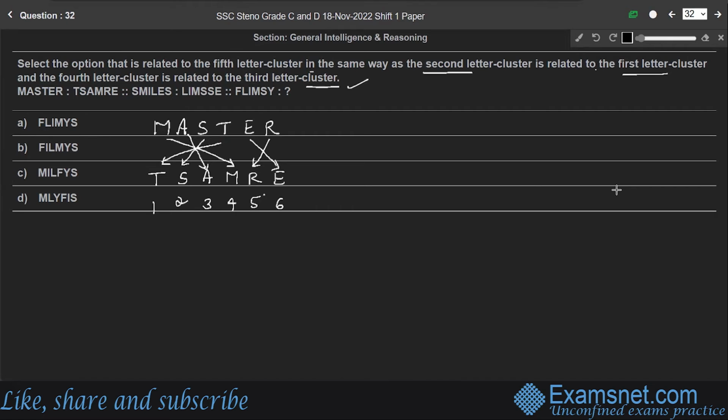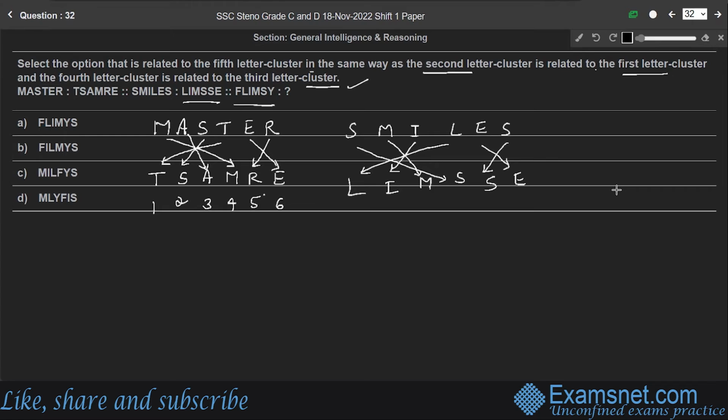Similarly, smiles, S-M-I-L-E-S. First letter should be written in the fourth place. And second letter should be written in third place, which is M. Third letter should be written in second place, which is I. Fourth letter should be written in the first place, L. Fifth letter should be written in the last place, and sixth letter should be written in the fifth place. This is how the code is.